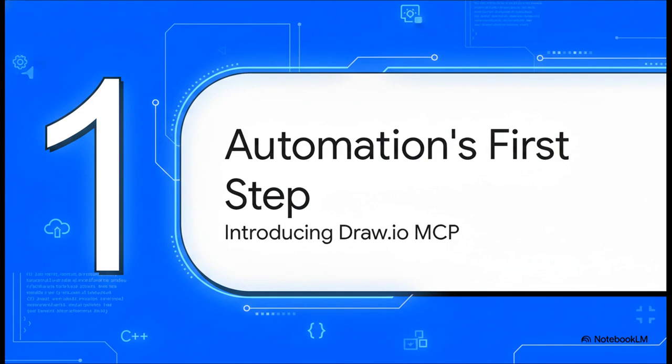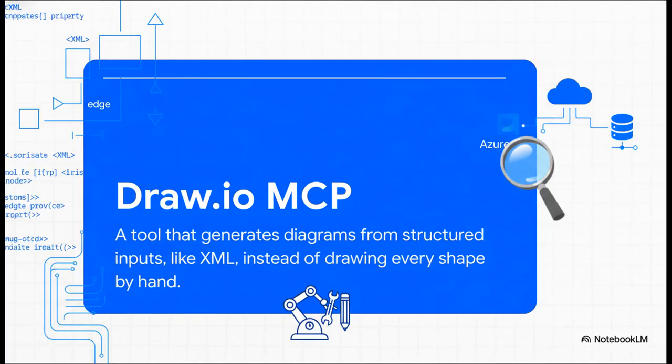And that brings us to the first key piece of the puzzle, a technology called Drawio MCP. So what is Drawio MCP? Well, instead of you having to drag and drop every single little shape and line, MCP lets you generate a diagram from a structured input, like an XML file. This is huge because it turns diagramming from an art project into an actual repeatable engineering process.